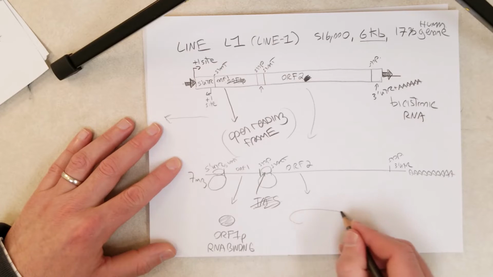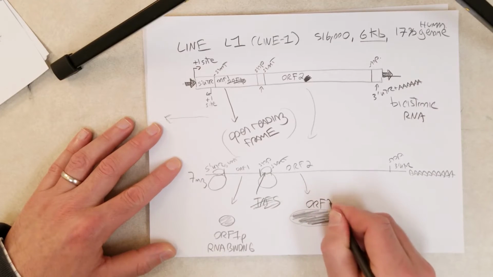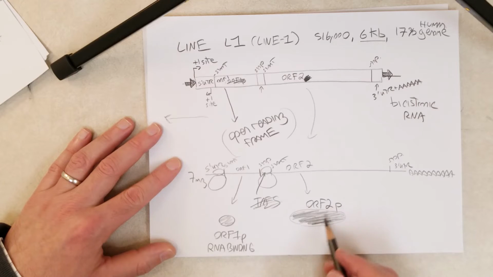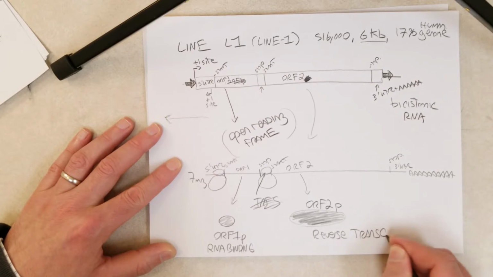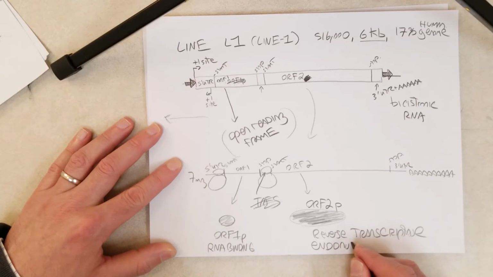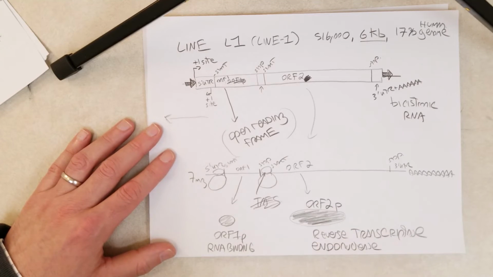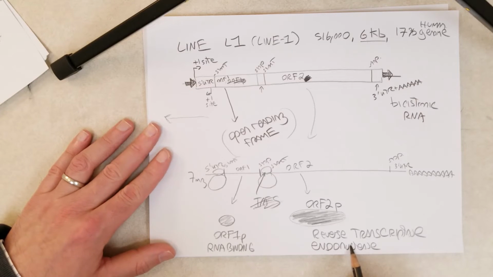ORF2, this is a bigger protein, and it has a number of activities. Most importantly for our discussion today, this is the ORF2 protein. It has a reverse transcriptase activity and an endonuclease activity. So at least 2 activities there, and there might be some others. The endonuclease activity is going to be important for making a nick in the genome at the target site, the target site being the site it's going to integrate into.